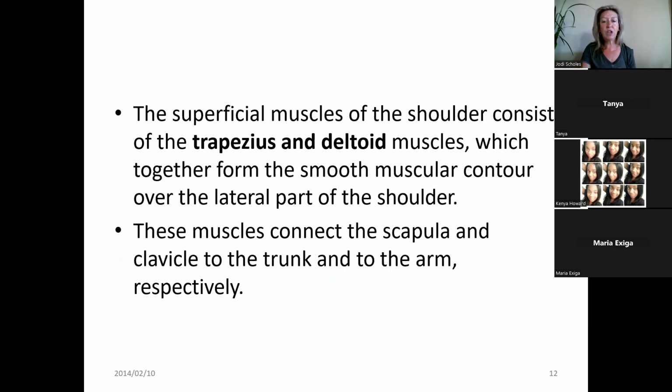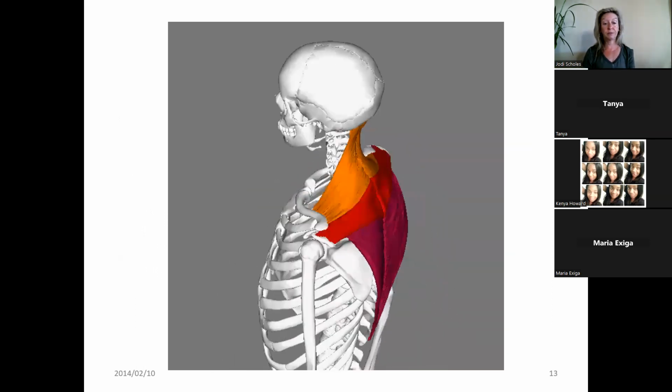So we'll see a picture of the trap and the delt. So the trap is that triangular muscle in the back. The delt, we have three of them, anterior, medial, and posterior. These muscles all connect to scapula, clavicle, trunk, arm, and we'll see how those interact. But the superficial muscles of the shoulder are the trapezius and the deltoid. Let's take a look at a picture of those.